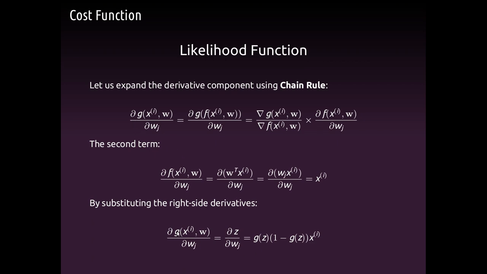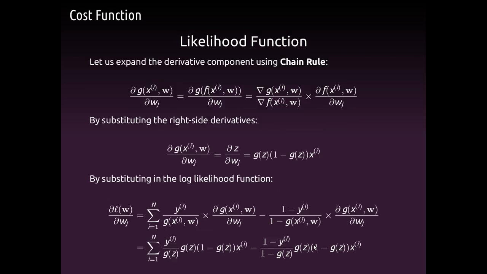Now we can say that the derivative of g of x super i and w with respect to w_j equals the derivative of the z value with respect to w_j, which equals g of z multiplied by 1 minus g of z multiplied by x super i. Now we will substitute in the basic log likelihood function. So we will say that the derivative of log likelihood with respect to w_j equals this old expression. We will substitute this partial derivative term with the new term that we have calculated.